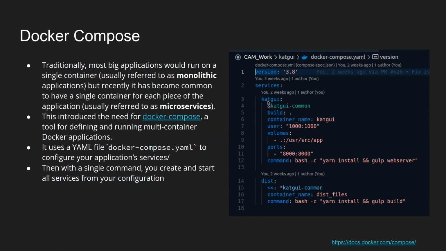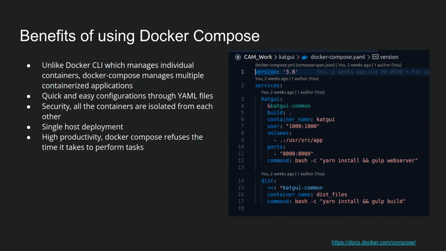So I did mention that we have two services. We have the web server, and the one that is used to generate the dist files. And for the sake of not using the same namespace, I defined the container names as KATGUI and dist files, just to avoid confusion. So that is Docker Compose.